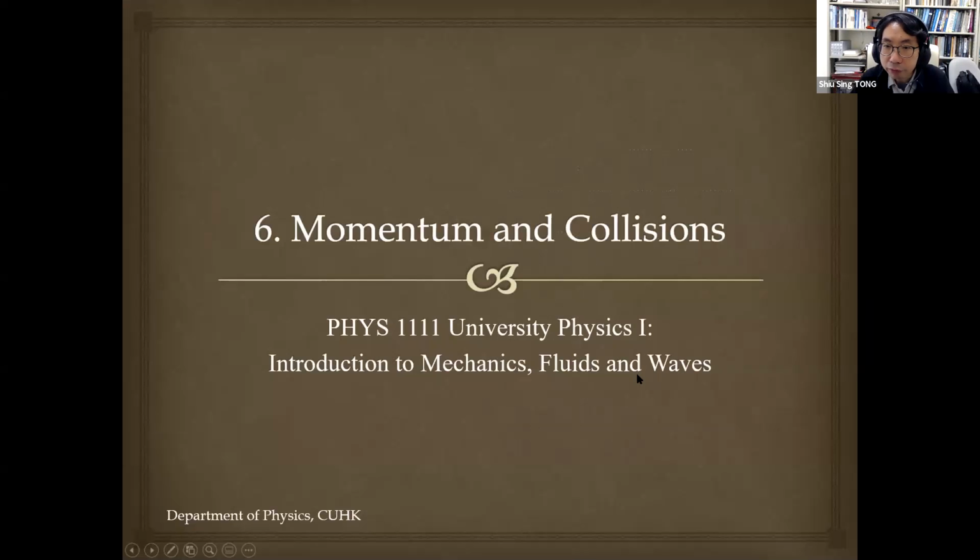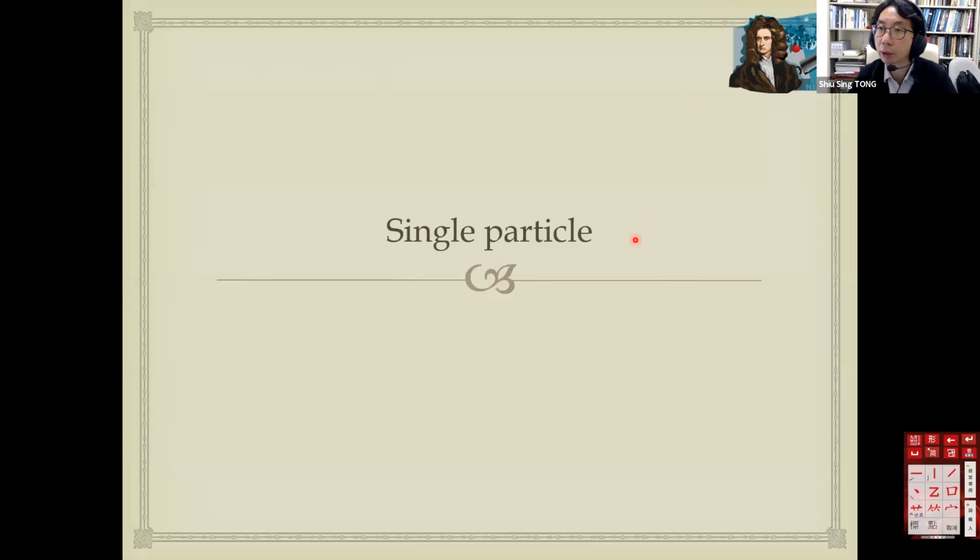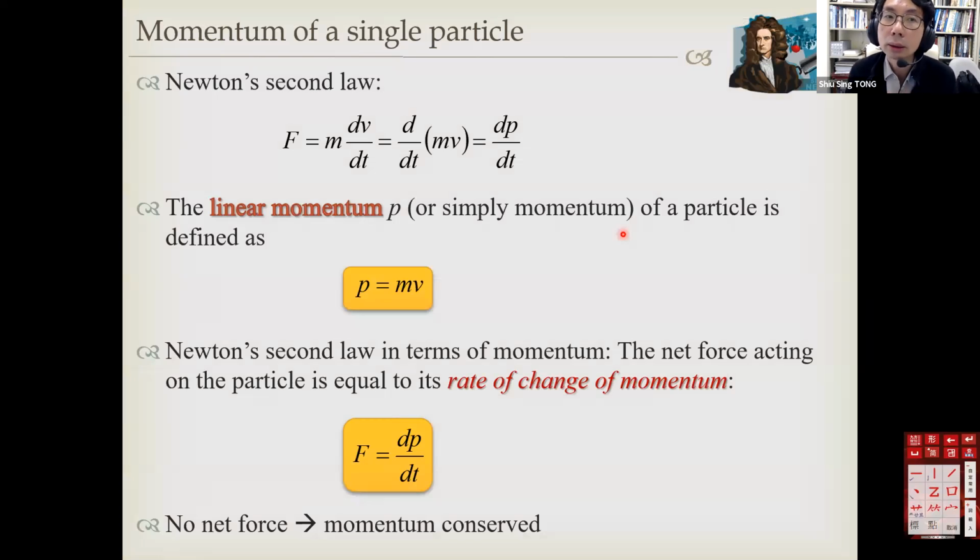Now, let us have a brief review of the idea of momentum for a single particle. Newton's second law is written as the net force F equal to the mass multiplied by the acceleration, m dv/dt. And since the mass m is a constant, we can move the m inside the derivative, and we call the combination mv the linear momentum of the particle. That is Newton's second law written in terms of momentum. So the momentum p is defined as the mass times the velocity, mv.